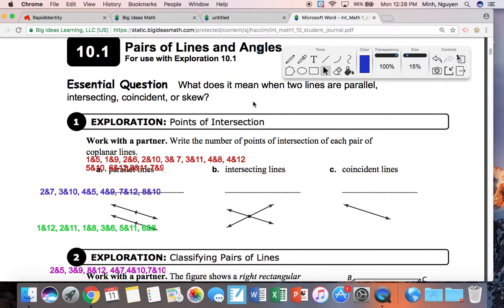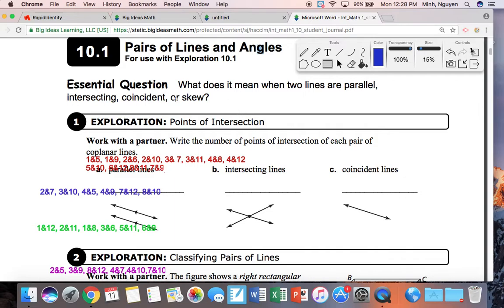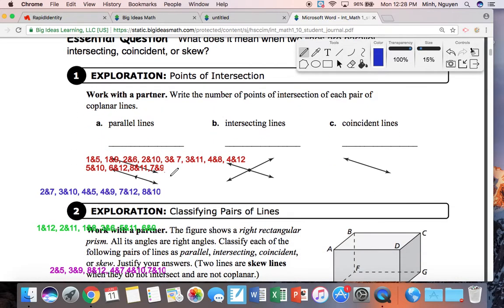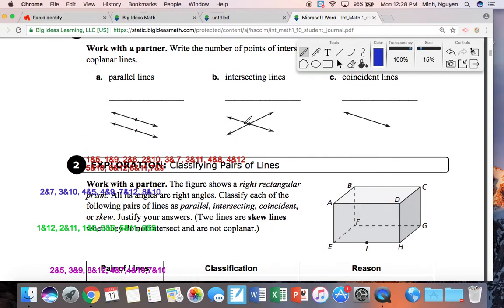So, what does it mean when two lines are parallel, intersecting, coincident, or skew? It all has to do with the number of times they touch. Parallel lines, how many times do they intersect? None. Intersecting lines touch one time. And coincident lines are the same line, so they are always touching. So hopefully you understand that. The only definition we haven't covered yet is skew, which we will do right down here.